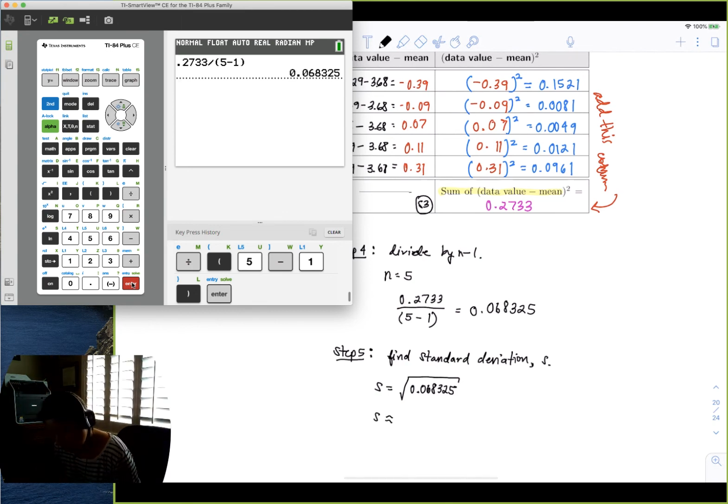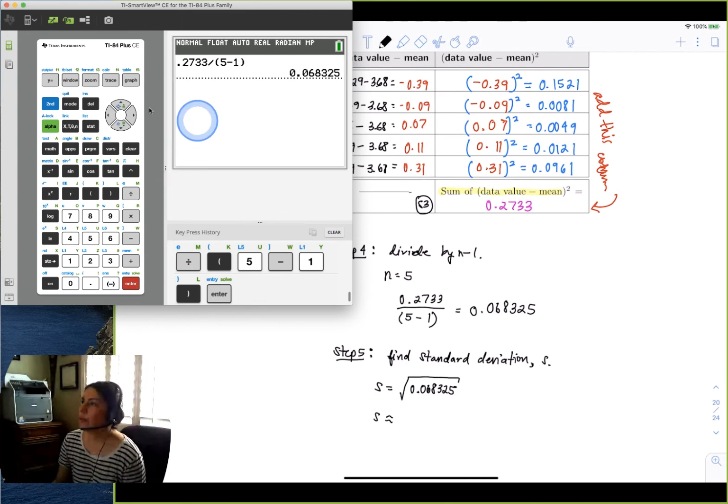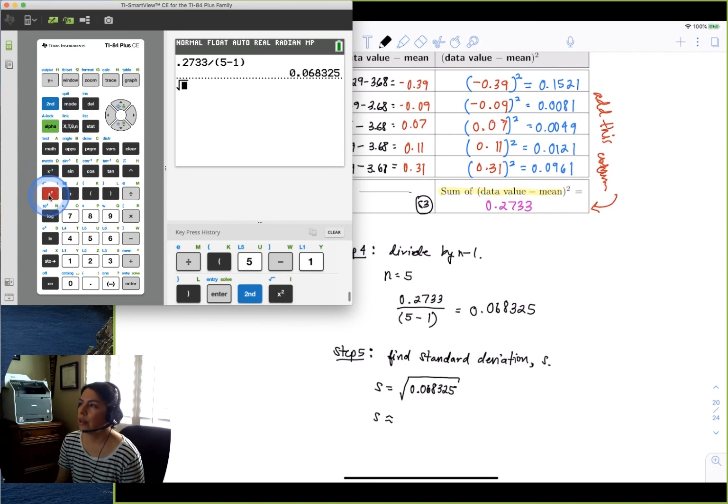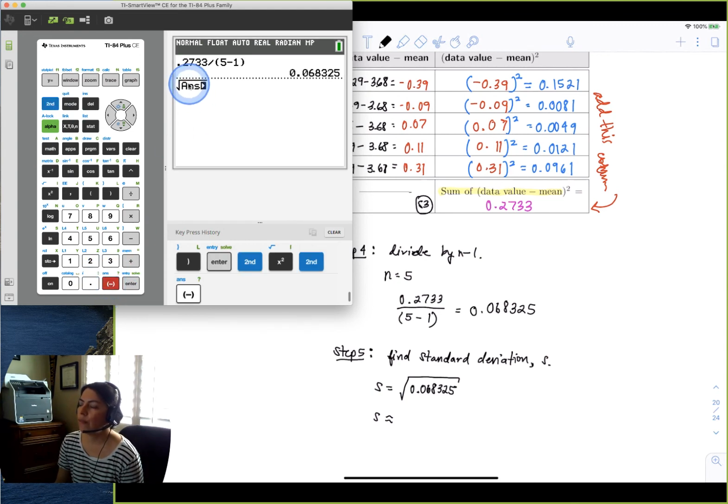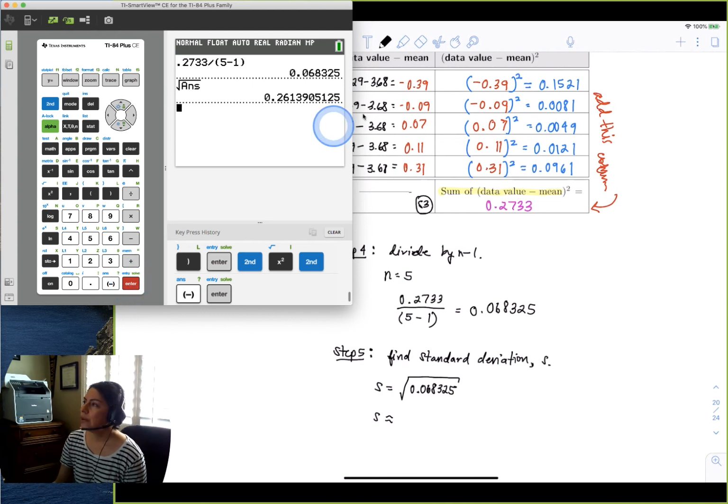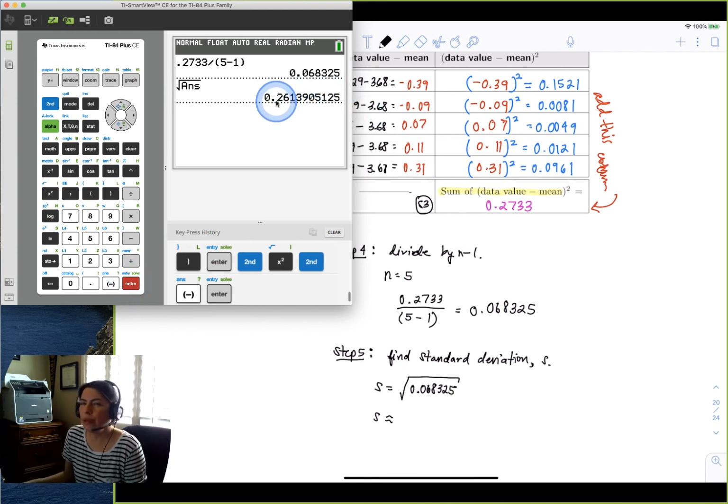Okay? So if I took the square root of this number, so second x squared, that square root is there. I'm going to go ahead and put second answer, which is ans with the negative. And what that ans does is grab the answer directly previous from it and then hit enter. So I get this large sequence of numbers, right? And so this, where do we round to? Well, just round one digit past your data, right? Use the rule of thumb.